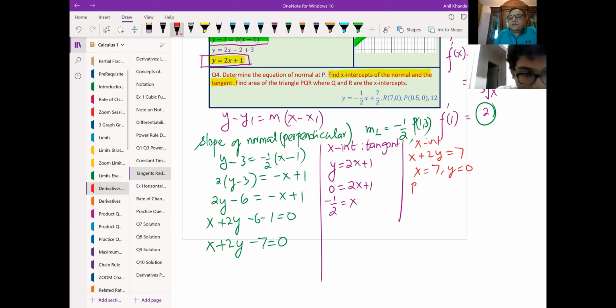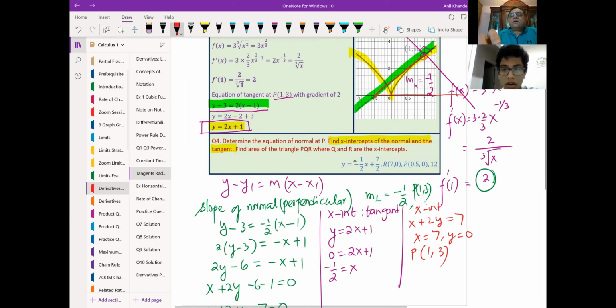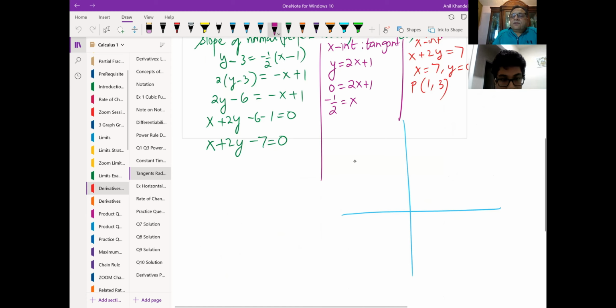The point given to us is 1, 3, correct? If you look at the graph, you can make out this is a triangle whose area you have to find. Let me redraw this triangle here. It could be drawn like this, where the point P is 1, 3. This x-intercept was minus half, and the other one was 7, correct?